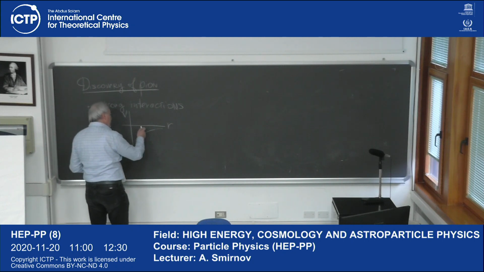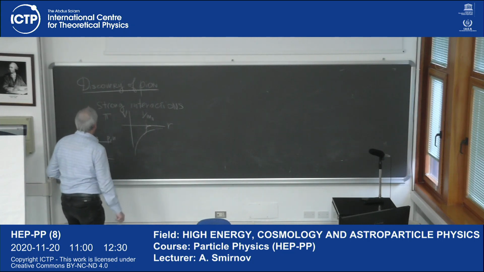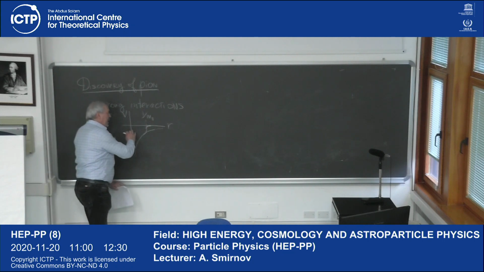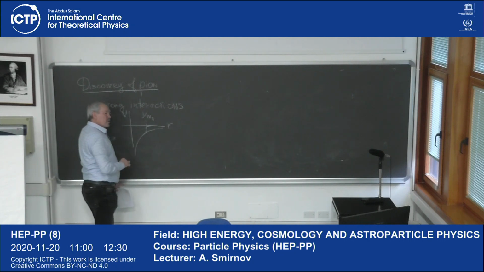But because of the finite mass of the mediator, the potential exponentially cuts off at a radius which is inversely proportional to the mass of the pion. So this is the form of the potential for strong interactions. It has a small radius which is inversely proportional to the mass of the pion according to Yukawa theory. Now of course we know much more. We know what is behind this picture, and this is of course not the complete picture.